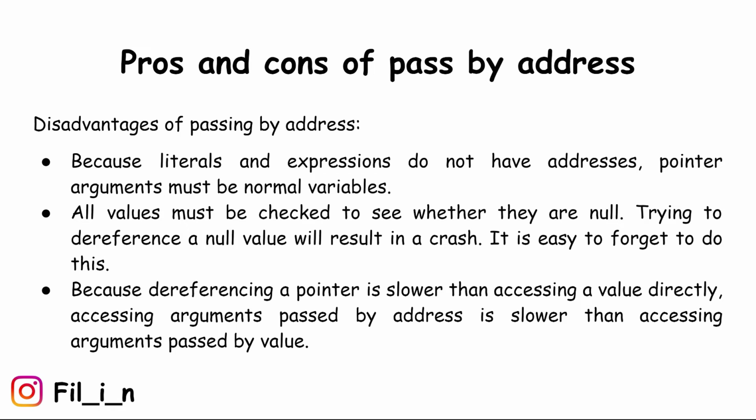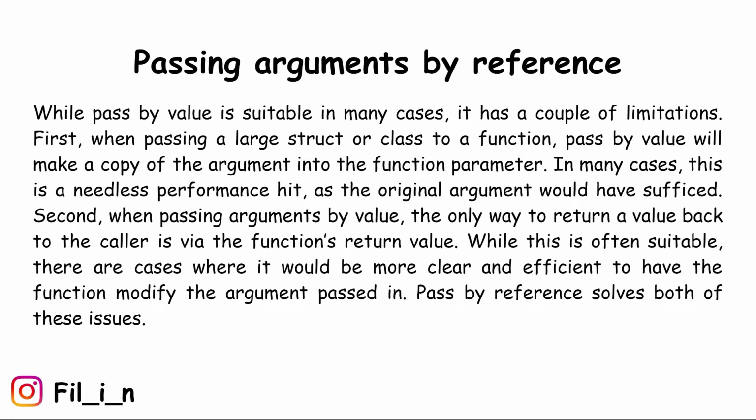While pass by value is suitable in many cases, it has a couple of limitations. First, when passing a large struct or class to a function, pass by value will make a copy of the argument into the function parameter. In many cases, this is a needless performance hit, as the original argument would have sufficed. Second, when passing arguments by value, the only way to return a value back to the caller is via the function's return value. While this is often suitable, there are cases where it would be more clear and efficient to have the function modify the argument passed in.